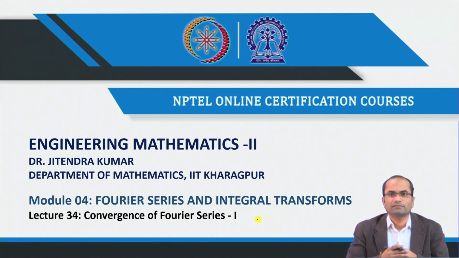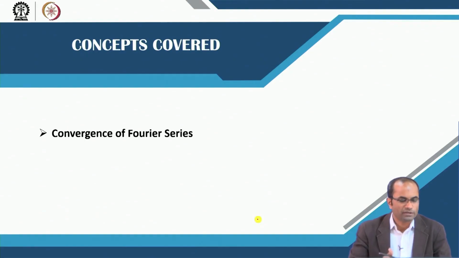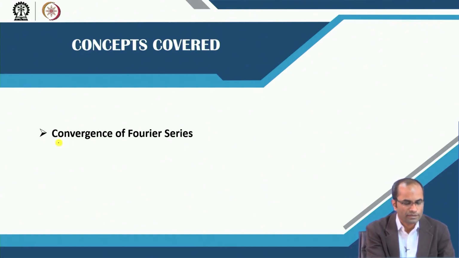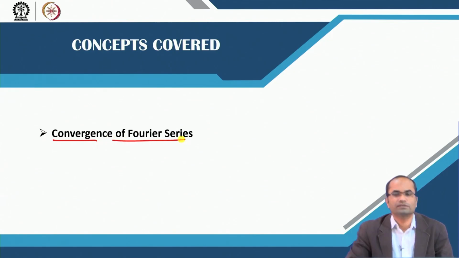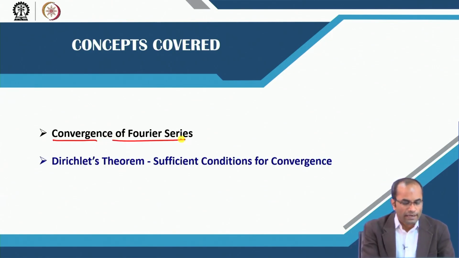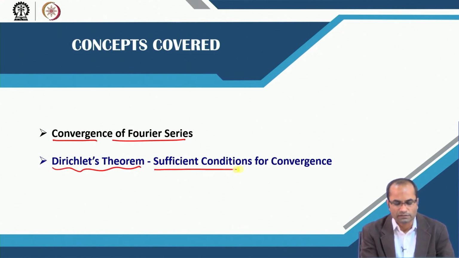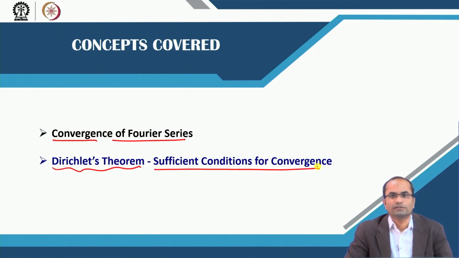So, in this lecture we will be talking about these convergence issues, and in particular we will be covering the portion on convergence of the Fourier series. There is a famous result by Dirichlet, that these are the sufficient conditions for the convergence. Under these conditions the series will converge, and we will see what value it converges to, related to the given function.